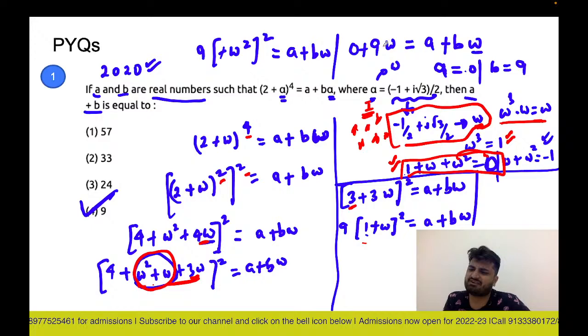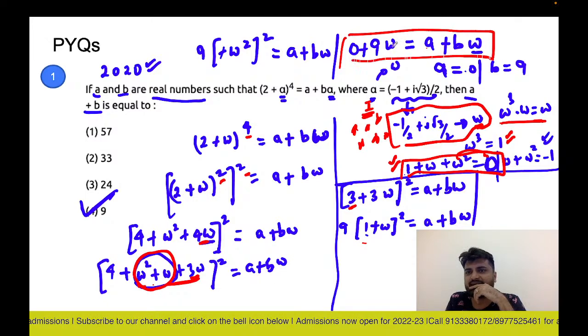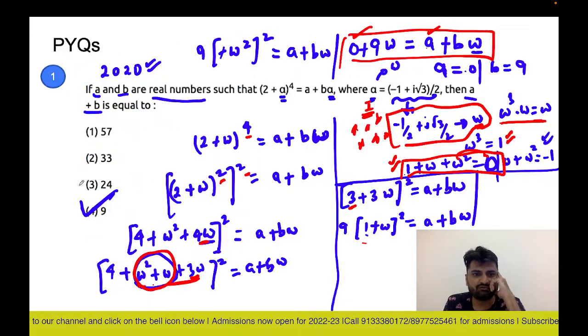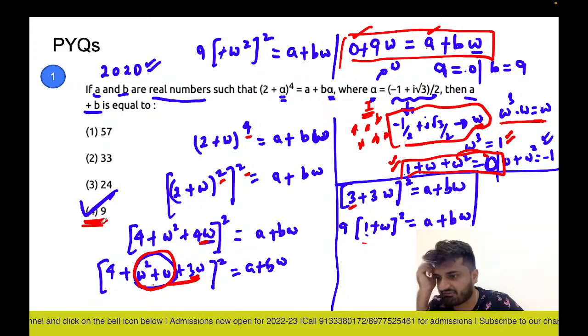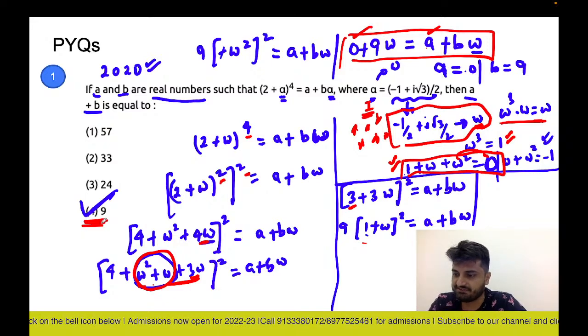Anything plus 0 is nothing but the same value, right? So A plus B omega is 0 plus 9 omega. So I'm directly comparing the coefficients. A value is 0. B value is nothing but 9. So 0 plus 9 is nothing but 9. So you will get the fourth option as the answer. Is it clear, please, everybody? All of you? Pretty easy stuff, this.